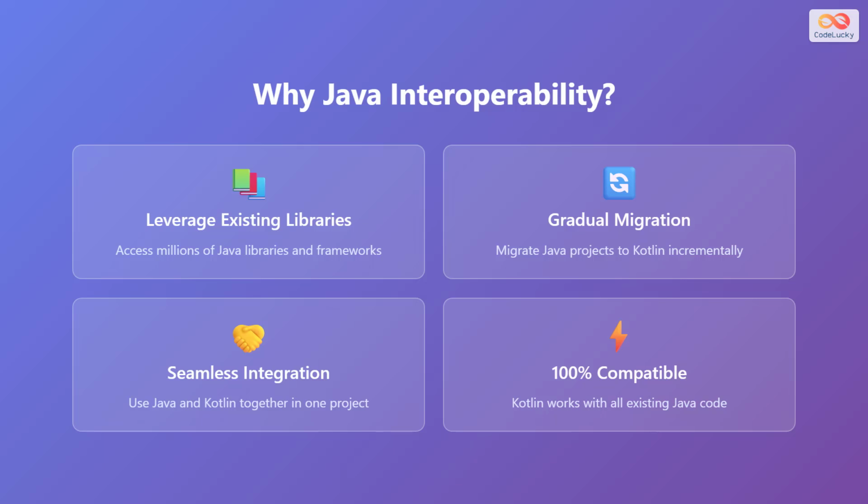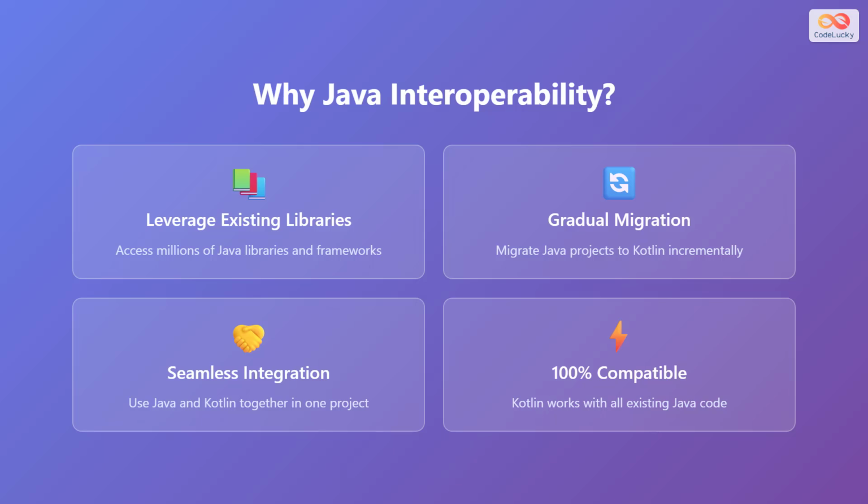Before diving into the technical details, let's understand why Java interoperability matters. First, it allows you to leverage existing libraries. There are millions of Java libraries and frameworks already available, and Kotlin can use all of them directly. Second, it enables gradual migration. You don't need to rewrite your entire Java codebase at once. You can migrate projects to Kotlin incrementally, one file at a time.